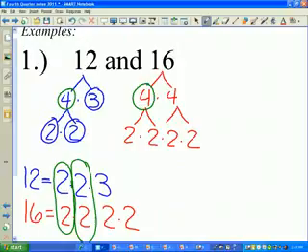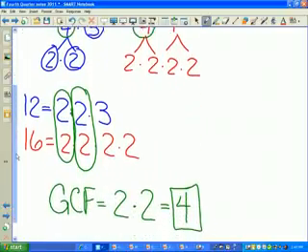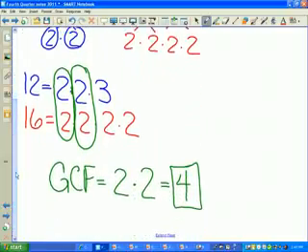Okay? So all I did was get the prime factorization of 12, and then get the prime factorization of 16, and I just circled what they had in common. They had 2 2's in common, so that means I'm dealing with this 2 and this 2. And I'm multiplying those 2 together. Hence, I got 4.